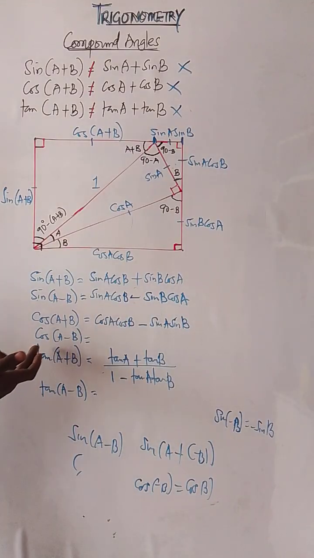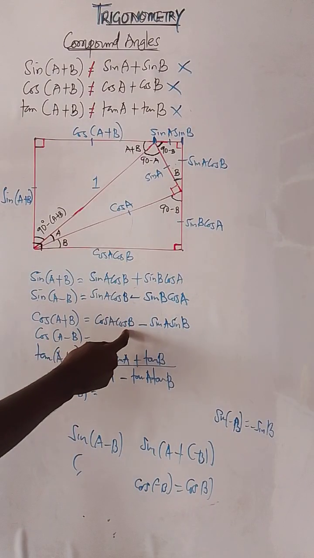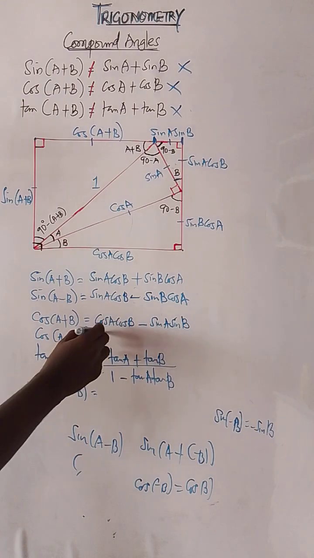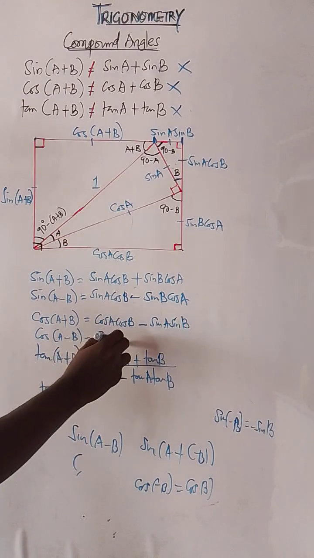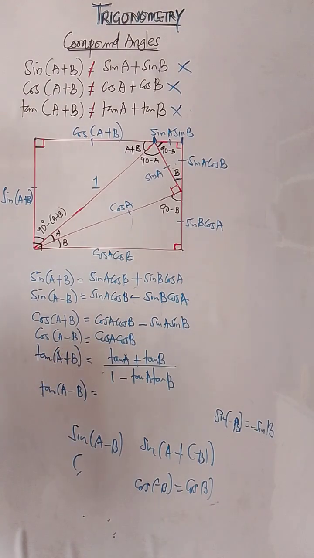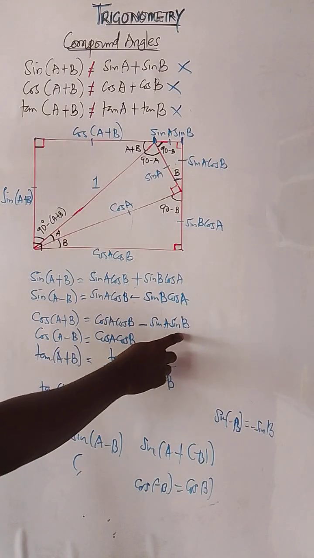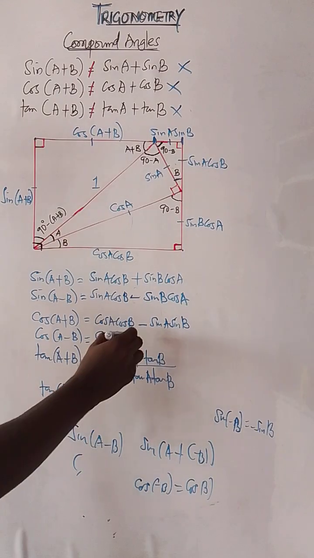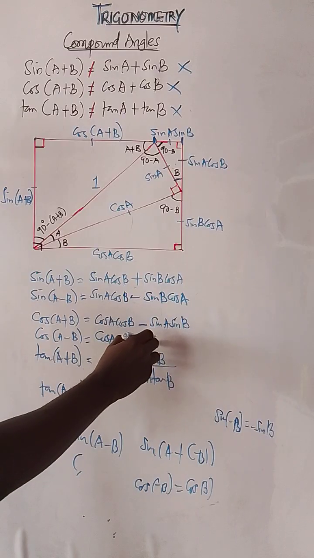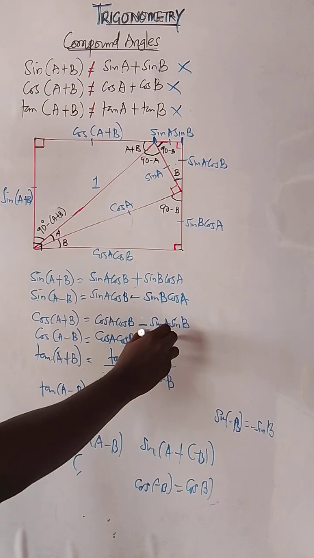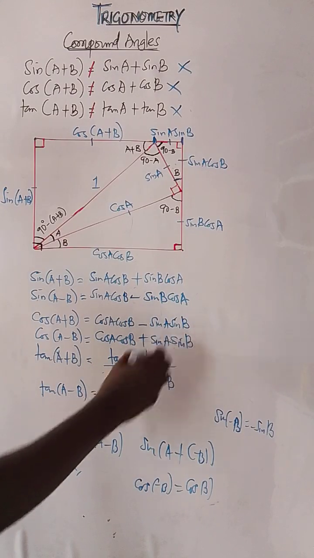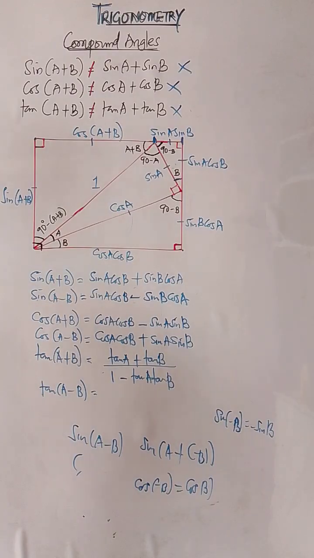So over this one, note, anytime we replace b with minus b, cos remains. So this is still cos A cos b. It is sign that changes. So if I replace this sin b with sin minus b, the negative will come out and affect this one, and this will become plus sin A sin b.